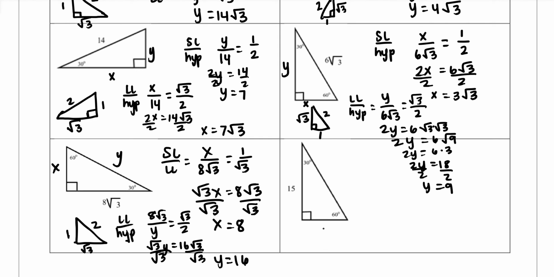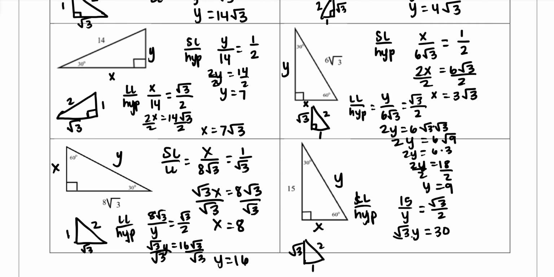And finally, in the last example, we're going to find our short leg and our hypotenuse. We'll compare it to the 1, 2, and root 3 that we know of our 30, 60, 90 triangle. And we will say that the long leg over hypotenuse will help us out here because we know the long leg is 15. So I'm going to put 15 over y and set that equal to root 3 over 2. We'll cross multiply. Root 3y equals 30. We have to divide both sides by root 3. So we're left with y equals 30 over root 3.